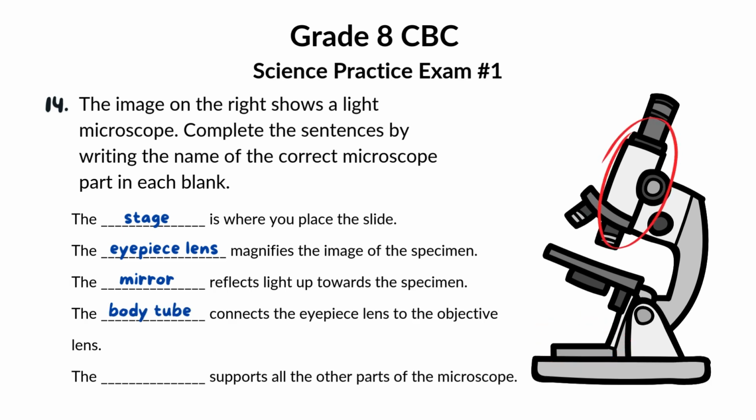This is the body tube. It connects the eyepiece lens to the objective lens, which is closer to the specimen. And finally, we have the base. This is the sturdy bottom of the microscope that supports all the other parts.